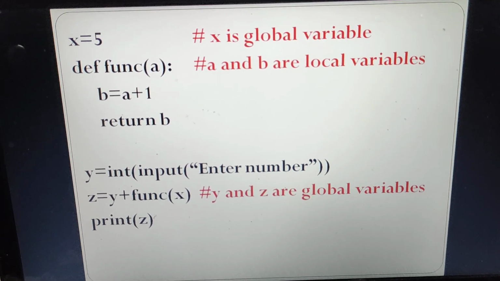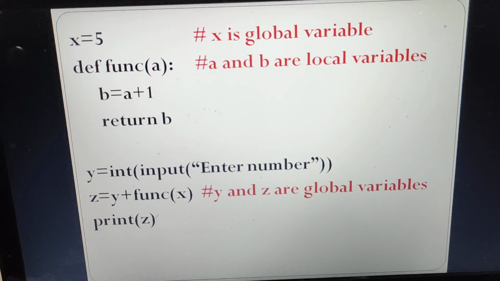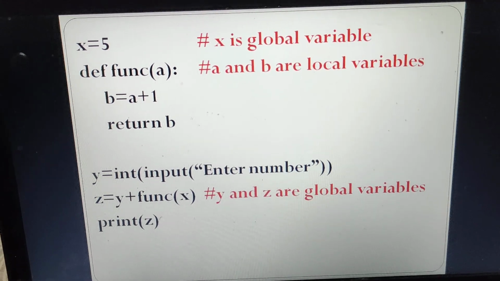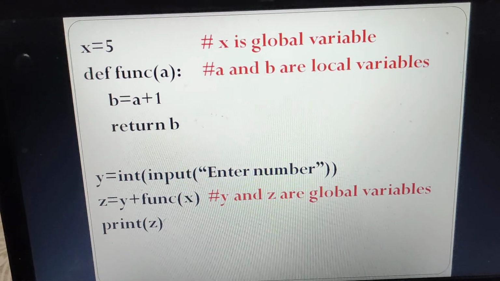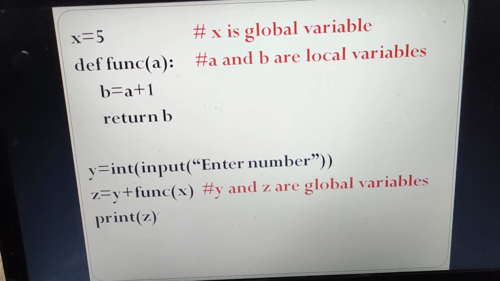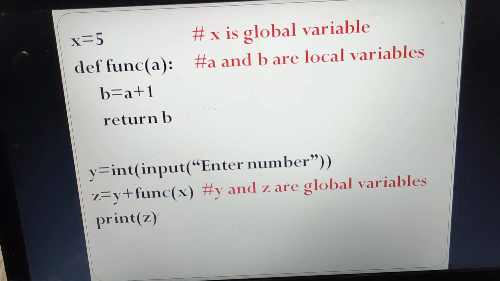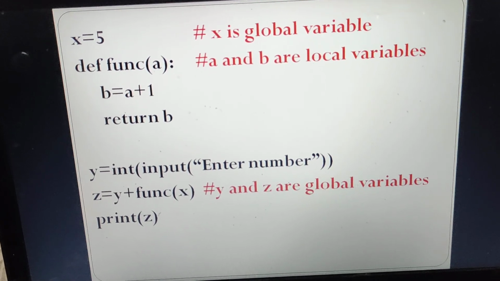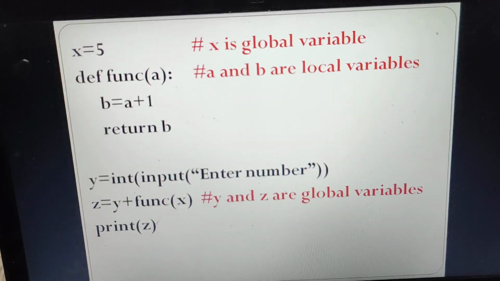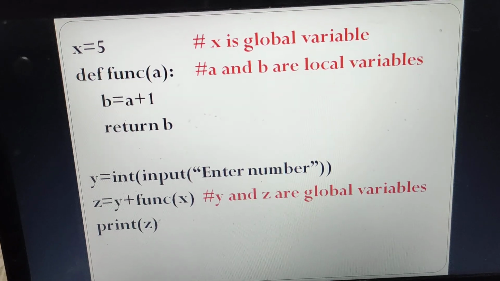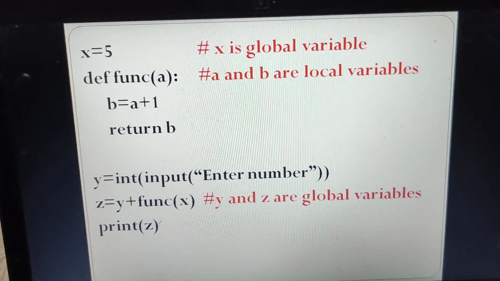I have declared a function func which contains a and b variables. So these variables will be considered local variables, as they cannot be used outside this function. Now we have two more variables, y and z. These are also global variables because they are not declared inside any function. So x, y, z are the global variables that can be used inside any function and outside as well. But a and b are local variables that cannot be used outside the function.